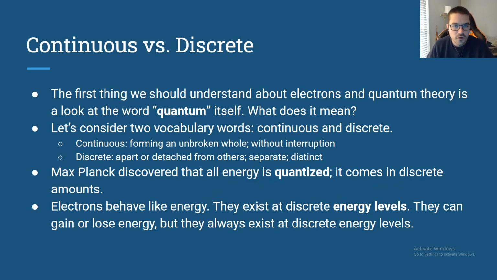So here's what this means for us. If you take one thing away from the last 5 minutes, it should be this: electrons exist at discrete energy levels. So where are they inside of atoms? They are at discrete energy levels. They can gain or lose energy and move from one energy level to another, but they always exist at discrete energy levels, not in between.